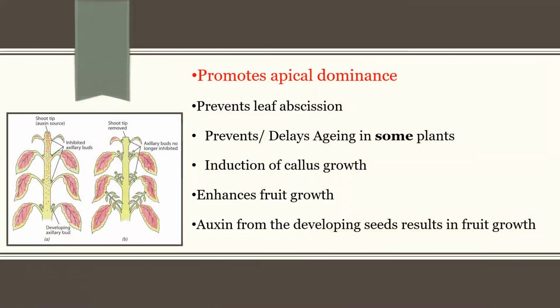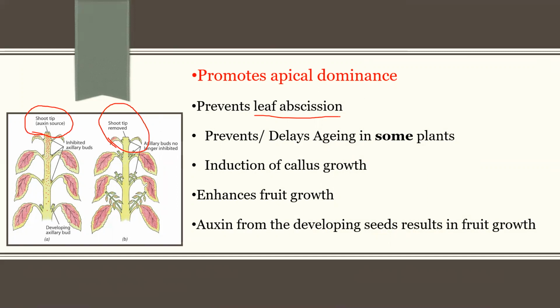Auxin also promotes apical dominance, a phenomenon where the apical portion of the plant continuously increases and the lateral growth of the plant is suppressed. We will see why apical dominance is of great importance in our next slide. It also prevents leaf abscission, as we discussed in our previous video, because it is a negative regulator of senescence, and prevents or delays aging in plants.